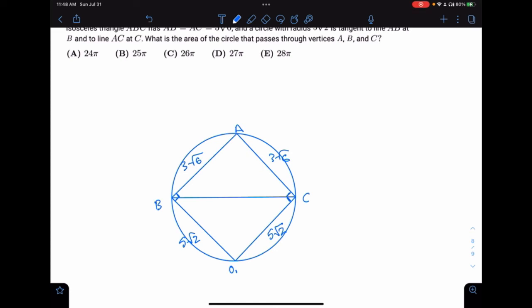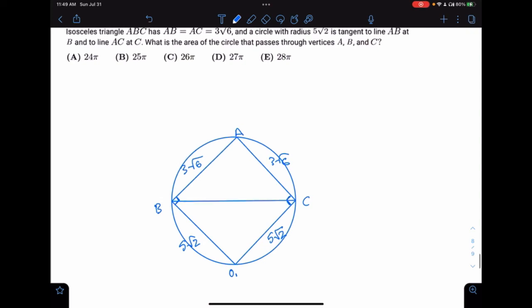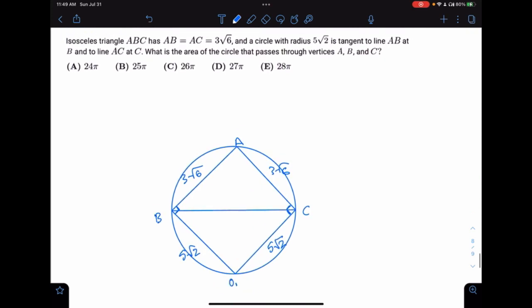So then we know that ABO1C is a cyclic quadrilateral because opposite angles sum to 180. Angle ABO1 and angle ACO1 are both 90, and therefore angle BAC and angle BO1C will also sum to 180. So we know that the circle that goes around triangle ABC is the circle that the cyclic quadrilateral inscribes.